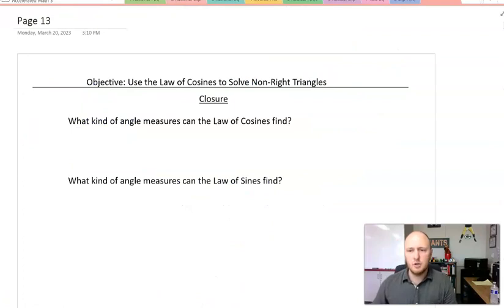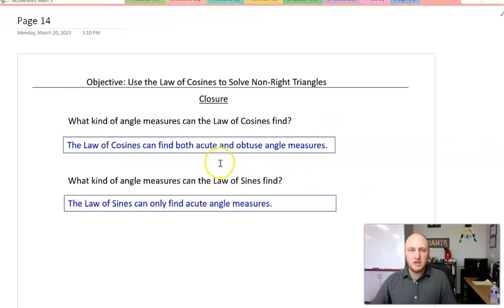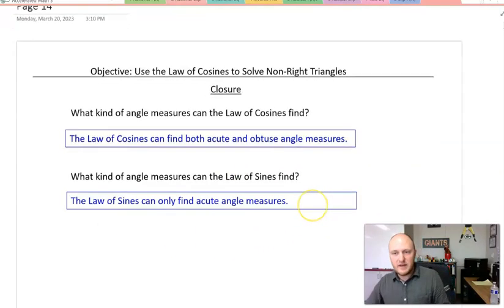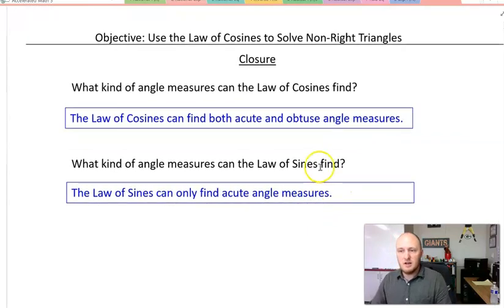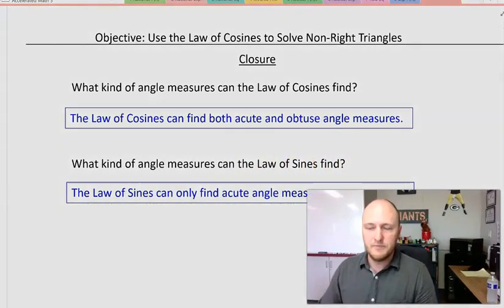All right, and our closure. What kind of angle measures can law of cosines find? What kind of angle measures can law of sines find? It's very important that you realize this. The law of cosines can be used to find both acute and obtuse angle measures. Law of sines can only find acute angle measures. So keep that in mind when you're using these. Law of sines will only return angles below 90 degrees.